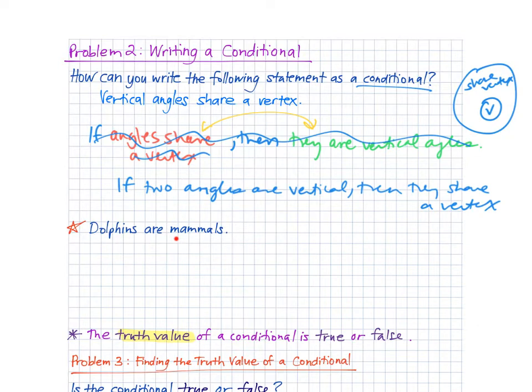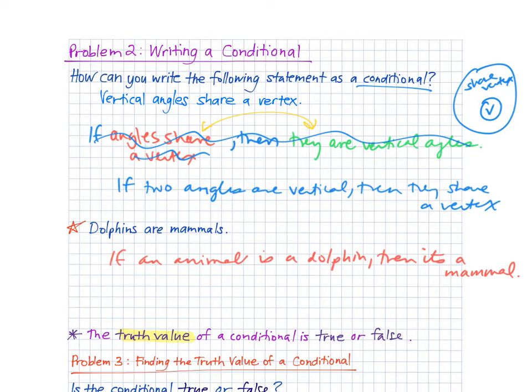Okay, so try this one on your own. Dolphins are mammals. Write it as an if-then statement, and then reread it, make sure it makes sense and it's true. If not, maybe try switching your hypothesis and your conclusion until you get one that works, right? Okay, so press pause, try this on your own, and then check back for the solution.